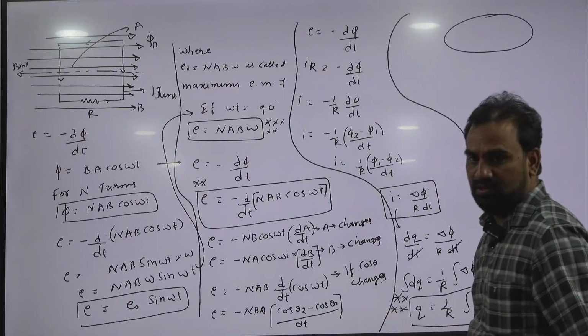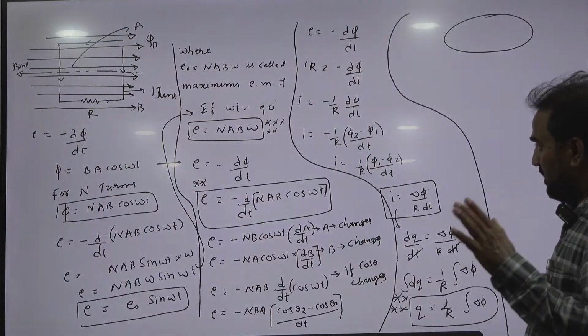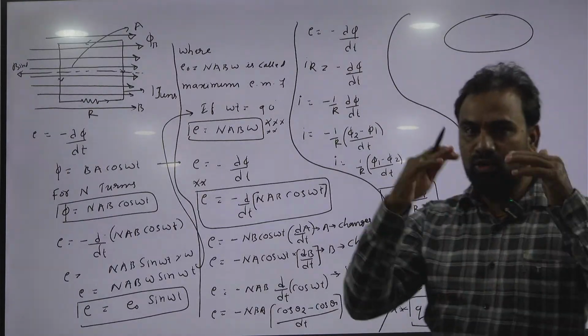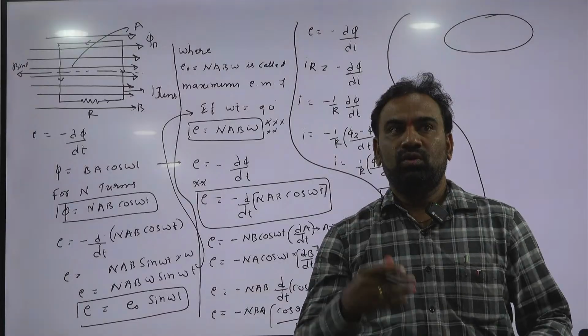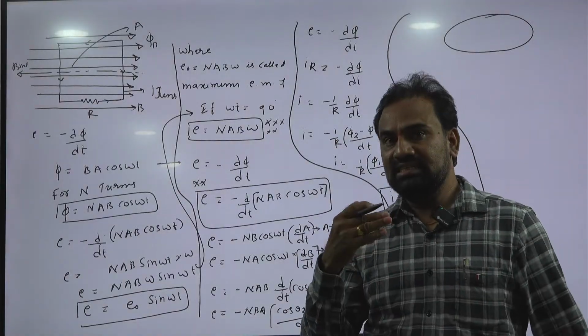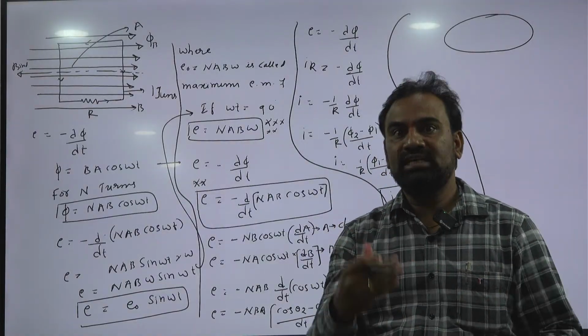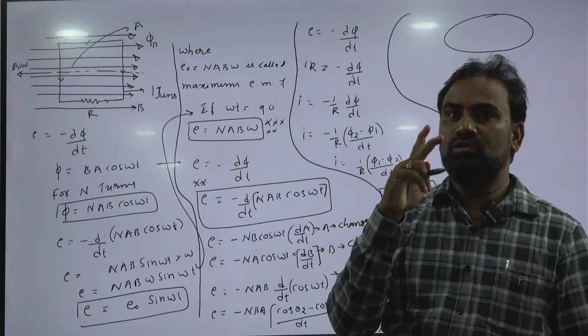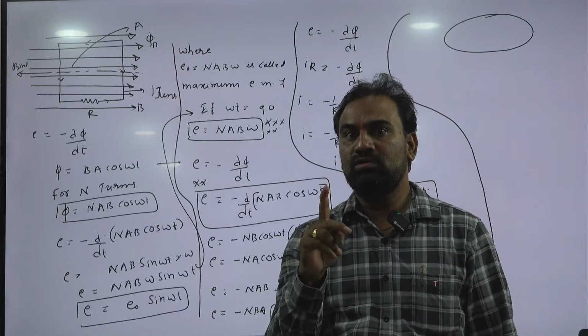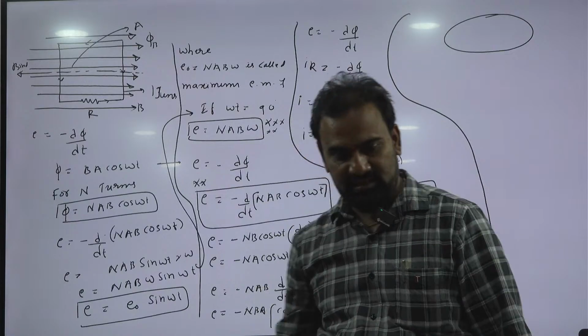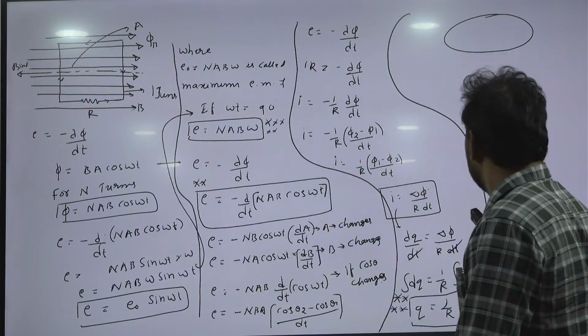Here you should remember, when a loop is given, what is its area and what is its plane. Those two things you should identify is the most important here. See, first we should discuss about that.